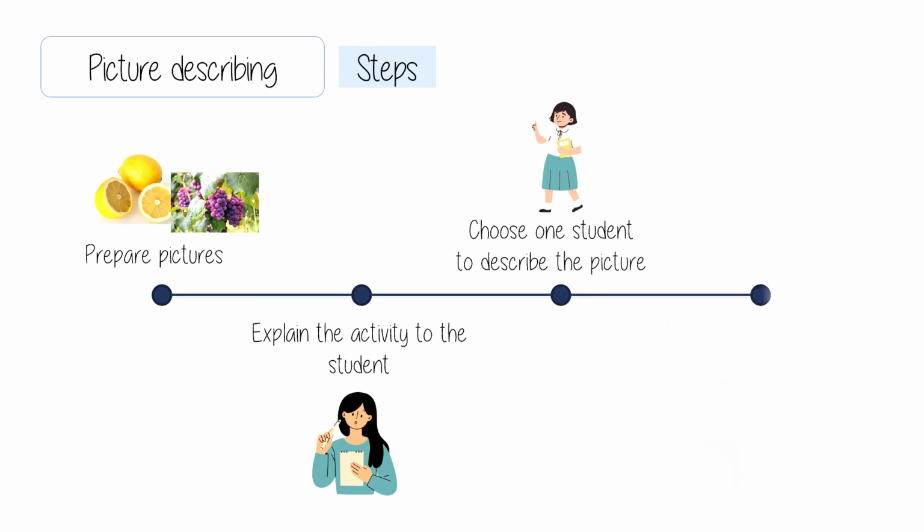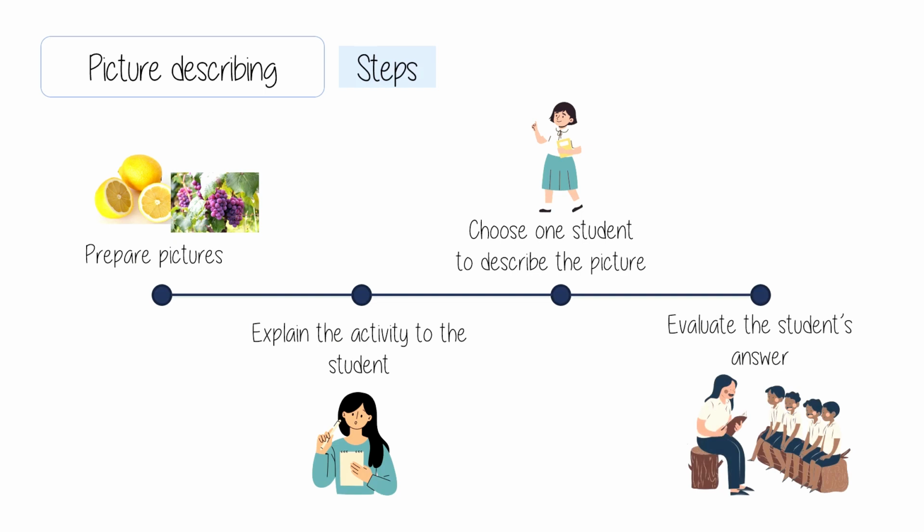And the next step is to evaluate the student's answer. This evaluation can be done by the teacher together with the students. And the third and fourth steps can be repeated until all of the students have had their opportunity to describe a picture shown by the teacher.